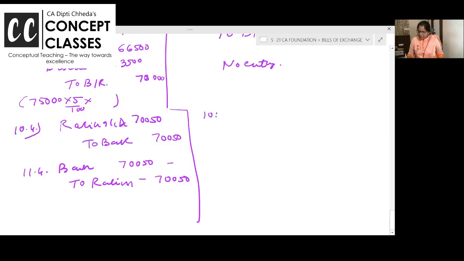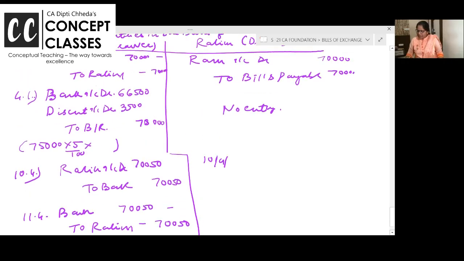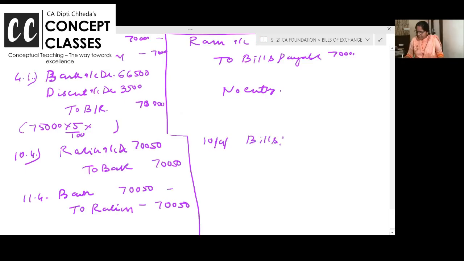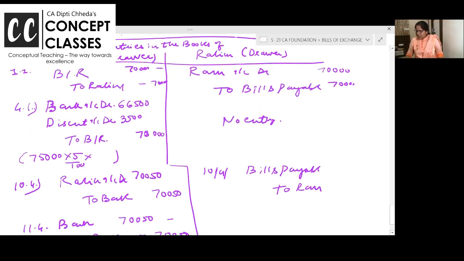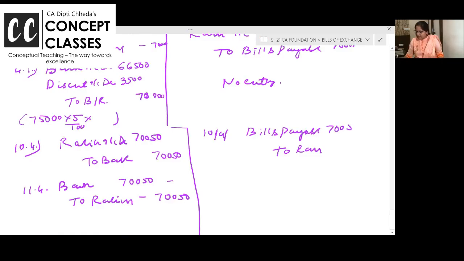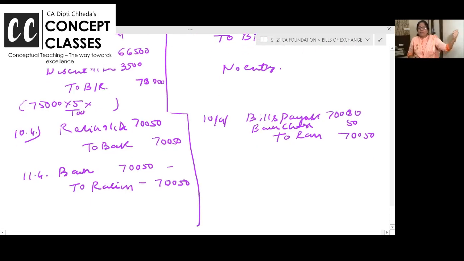Acha, when it got dishonored, 10th of April, what entry they will pass? Bills payable debit to Ram. Sorry, this bills payable is cancelled. 70,000, 50 rupees bank charges debit to Ram. We'll pay you 70,050. They'll pay to Ram and Ram will pay to bank. And on 11th of April, they paid. Ram account debit 70,050 to bank 70,050. Karo.